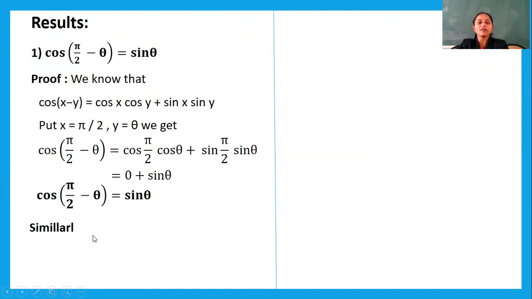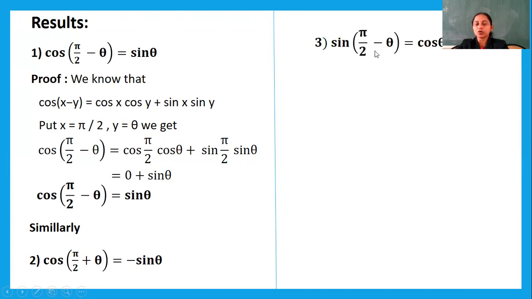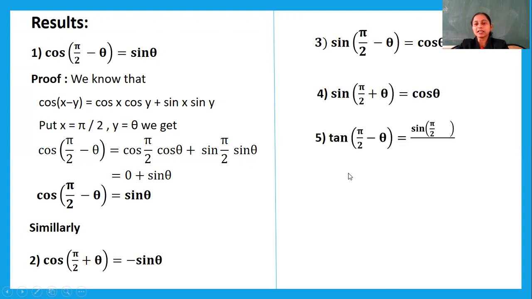Same way I can find out sin(pi by 2 plus theta). Sin(pi by 2 plus theta) is cos theta. Same way sin(pi by 2 minus theta) is cos theta. Tan(pi by 2 minus theta) is cot theta.